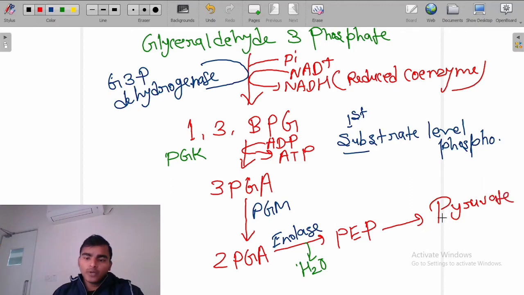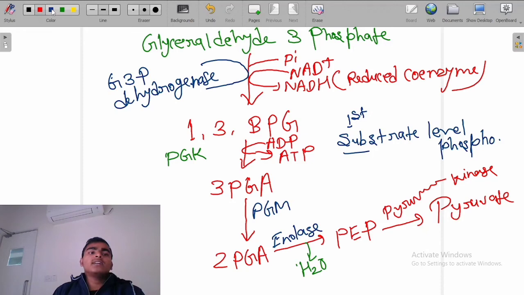So now we have the pyruvate molecule. The enzyme which is responsible for this particular step is pyruvate kinase. Pyruvate kinase is the same enzyme which is also used for gluconeogenesis, and it is getting used in this particular step.